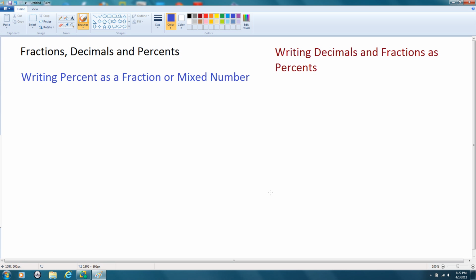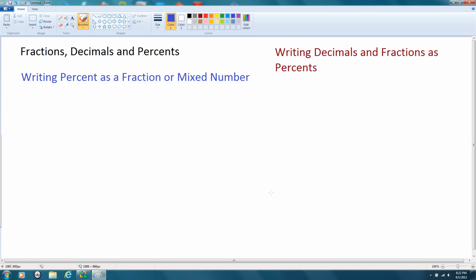We're going to be doing basically two things here, as I've written. We're going to write a percent as a fraction or a mixed number, that's in the blue there, and then the other, in the brick color, is writing decimals and fractions as percents. So we're going to go both ways.